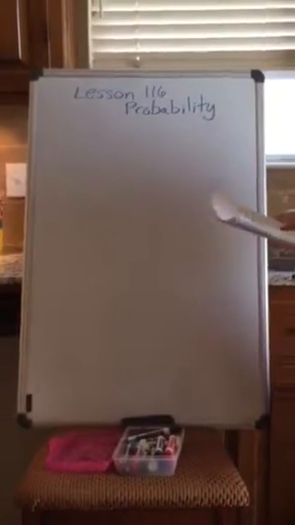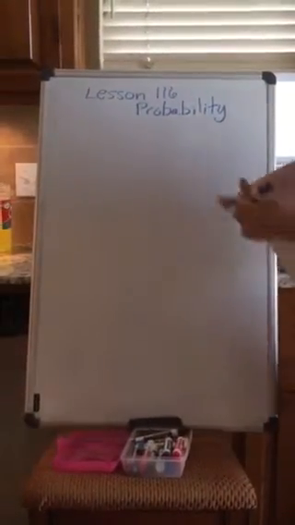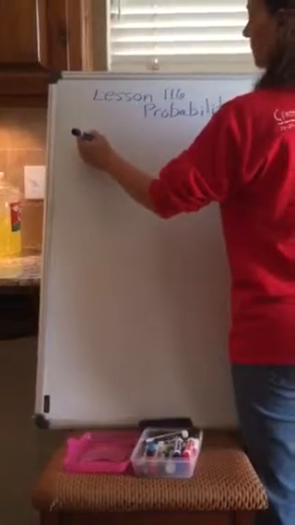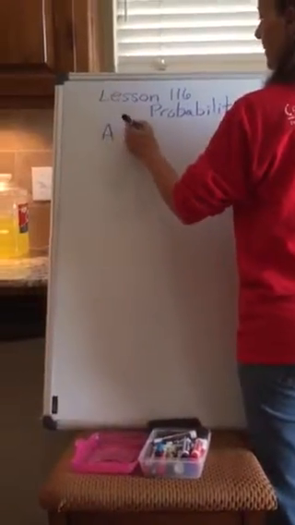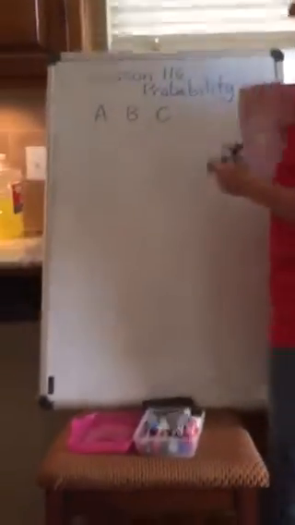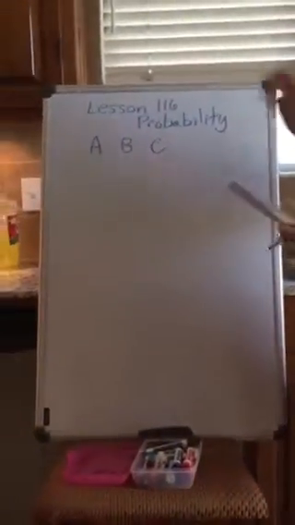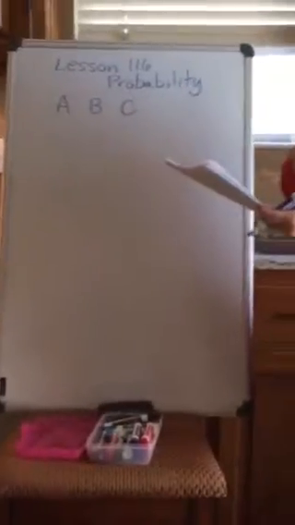All right, lesson 116 is on probability. And we began by looking at a set of letters. If we have 3 letters, A, B, C, and we ask the question, how many different ways can those letters be arranged?